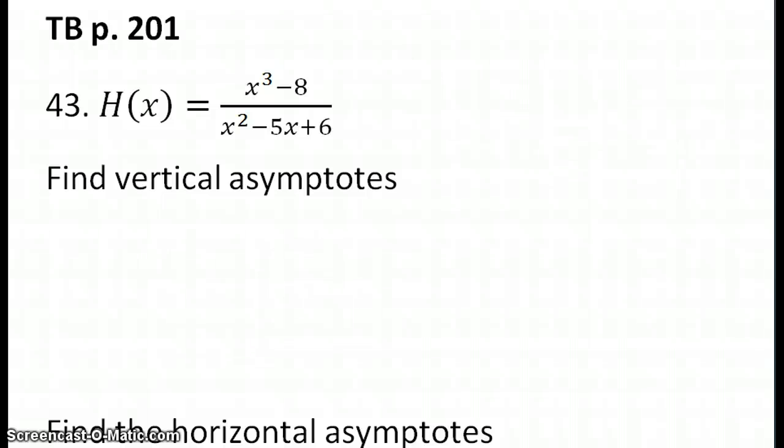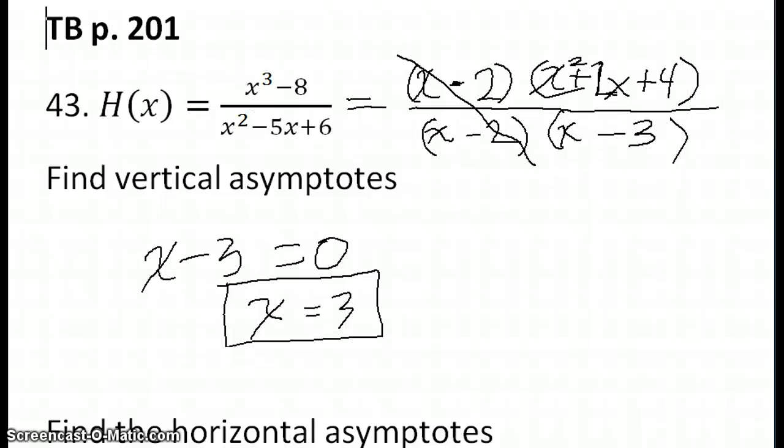And moving down to find the horizontal asymptotes, in order to find the horizontal asymptote, we're going to find the limit as x approaches infinity. And again, we're only going to use the factored form of the problem. So we'll be finding the limit as x approaches infinity.